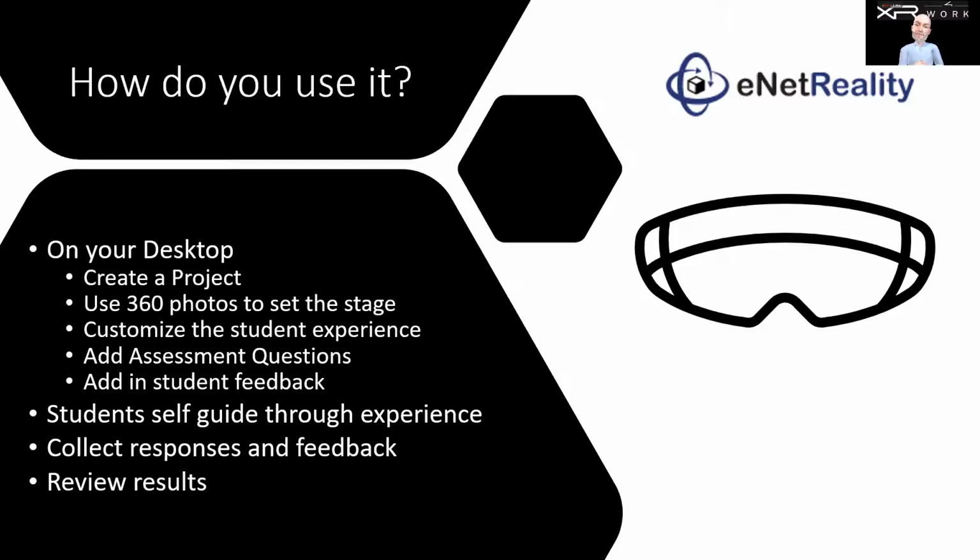So how do you use it? Well, on your desktop in the web browser, you're going to create a project. Within that project, you're going to use 360 photos and videos to set the stage. And then you're going to customize the student's experience by guiding them through the knowledge requirements that they have for getting through that particular experience. They're then going to get assessment questions that are going to give you feedback in terms of being able to assess how well they learned the topic in front of them. You can collect those responses and their feedback, and then be able to review those results as a department or with the individual student personally, so that you can then help them grow and excel.